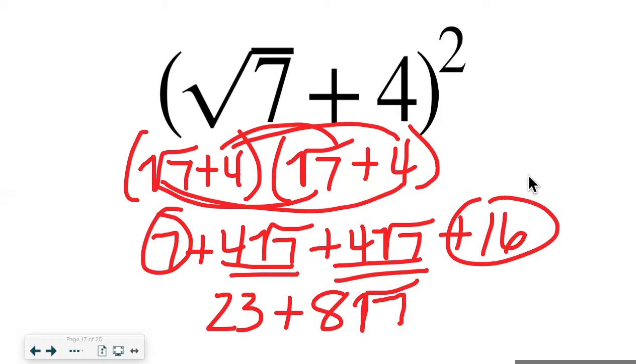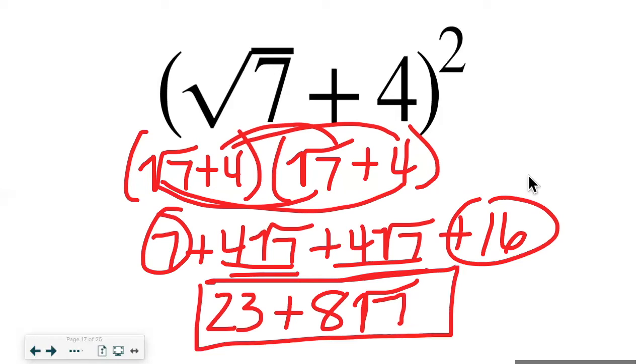So what was the pattern? Well, the pattern was that we squared the first term to get 7, we squared the second term to get 16, and then we multiplied the two terms and doubled it. So 4 square roots of 7 doubled would give you the 8.